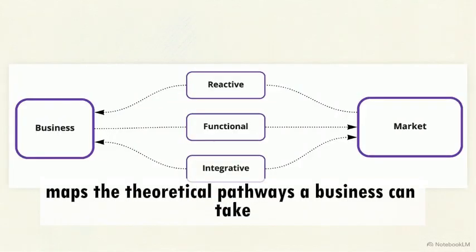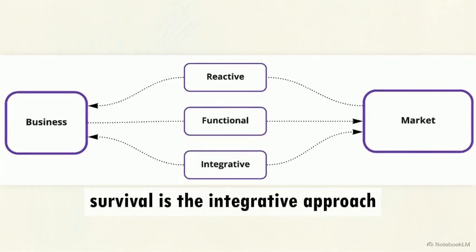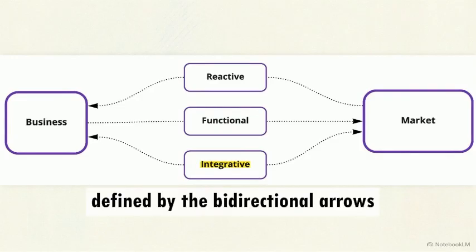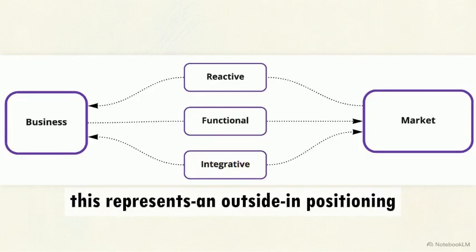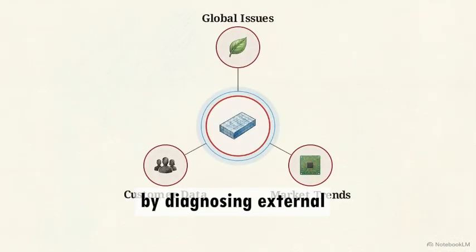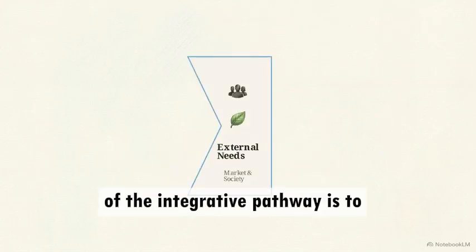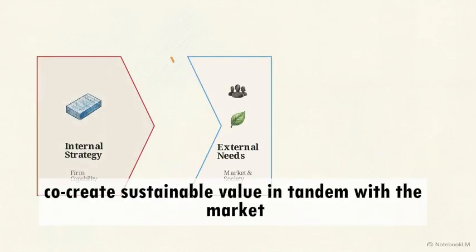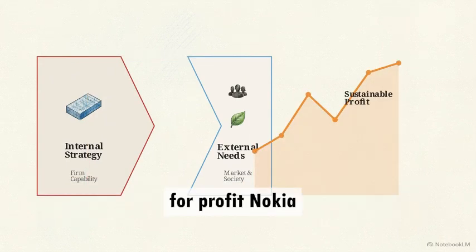This diagram maps the theoretical pathways a business can take to interact with the market. The pathway required for disruption survival is the integrative approach, defined by the bidirectional arrows flowing between business and market. This represents an outside-in positioning. It dictates that strategy must begin by diagnosing external societal and market needs. The ultimate goal of the integrative pathway is to co-create sustainable value in tandem with the market, solving external issues as the starting point for profit.